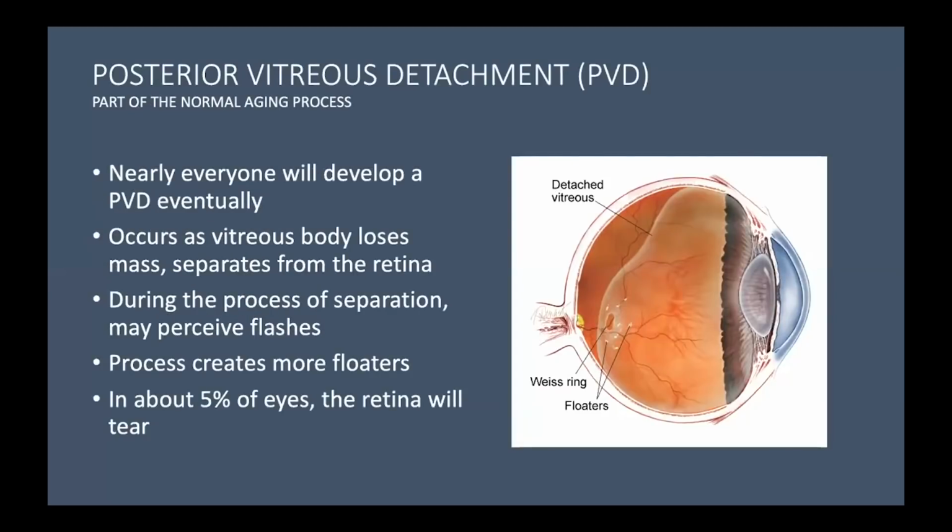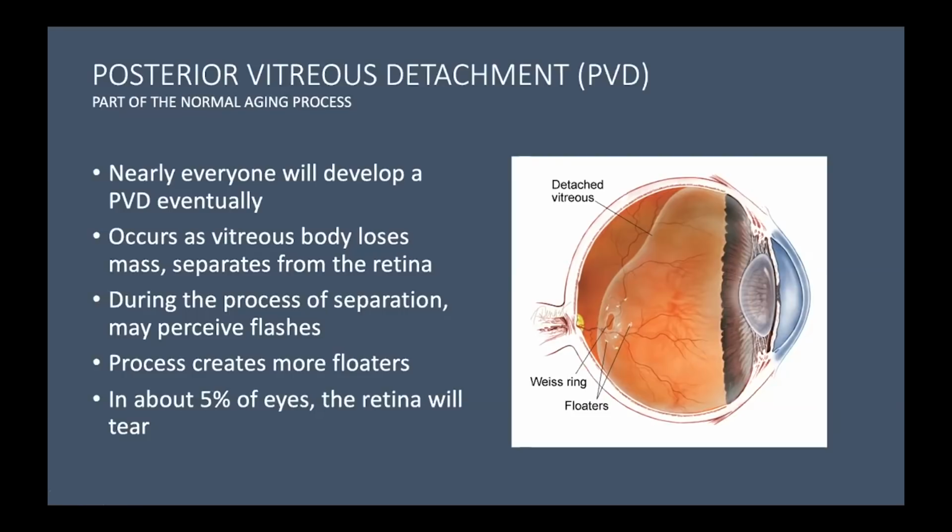So posterior vitreous detachment, also called PVD, is part of the normal aging process. And nearly everyone, if you live long enough, will develop a posterior vitreous detachment. It's not symptomatic in everybody. It occurs because over time, the vitreous loses some of its mass and peels away from the retina. So there'll be a separation between the vitreous shown here and the retina lining the posterior wall of the eye.